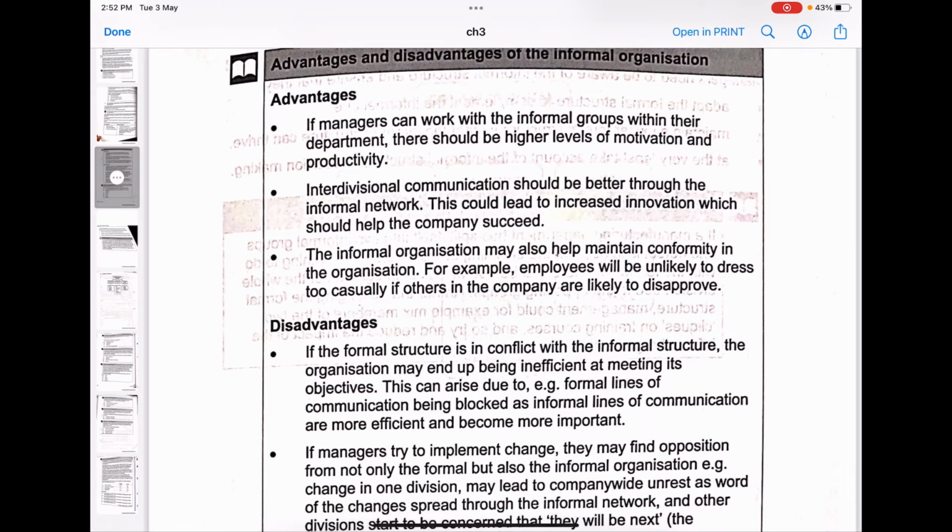If managers can work with the informal groups within their department, there should be higher levels of motivation and productivity. Interdivisional communication should be better through the informal network. This could lead to increased innovation, which should help the company succeed. The informal organization may also help maintain conformity in the organization. For example, employees will be unlikely to dress too casually if others in the company are likely to disapprove.